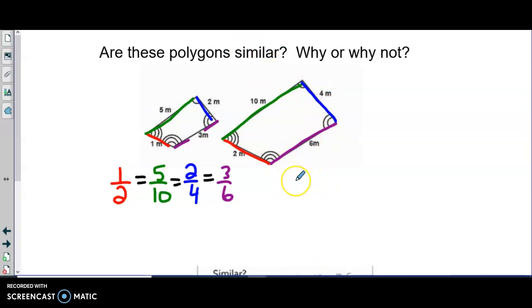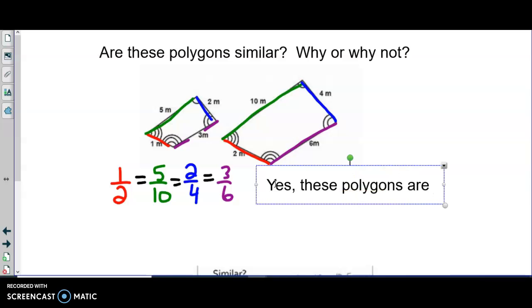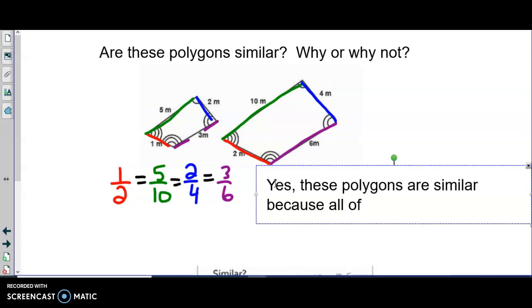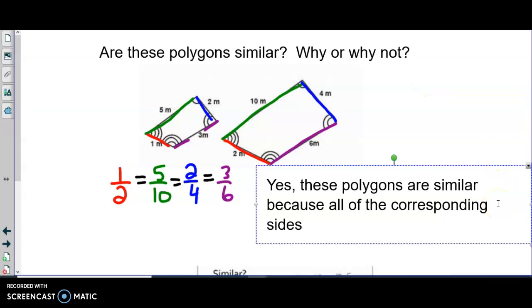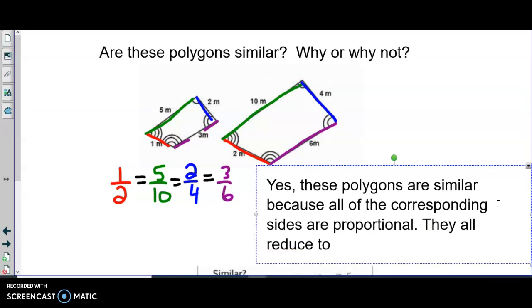So these polygons are similar. If we were having to write this answer, we would say, yes, these triangles, not triangles, polygons, are similar, because all the corresponding sides are proportional. They all reduce to 1/2.